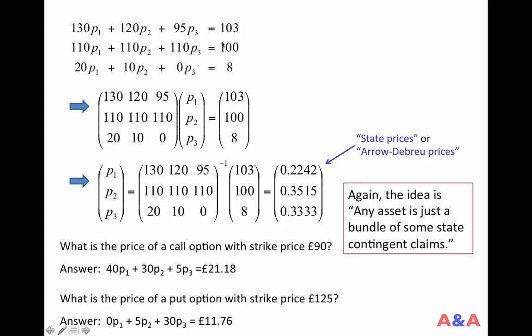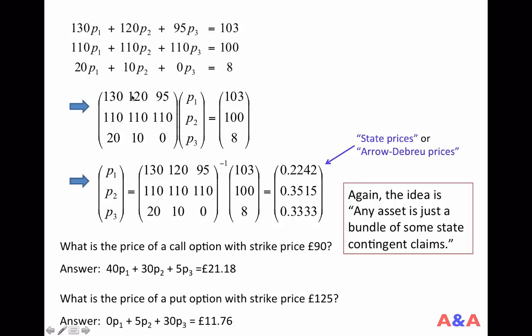Same for the bond. The current price of the bond is £100. Theoretically, that price should be equal to 110 times state 1 price plus 110 times state 2 price plus 110 times state 3 price. The last equation is for the call option with strike price 110, and this is 20 times state 1 price plus 10 times state 2 price.